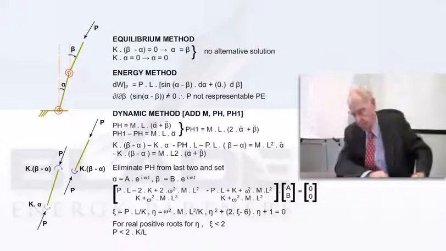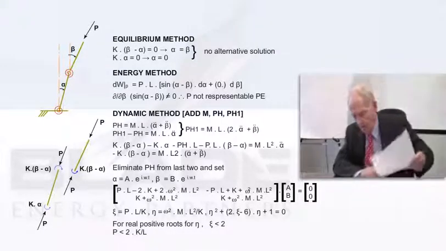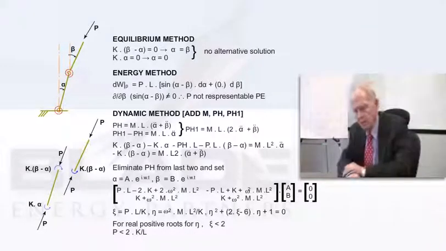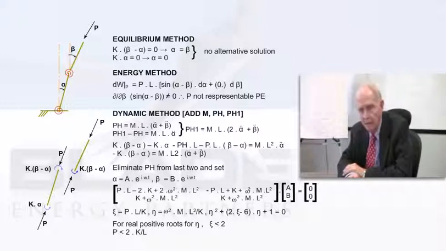Okay? And over here, my number is less than 2. So this load is 4 times higher. It will buckle, but at a much higher load.